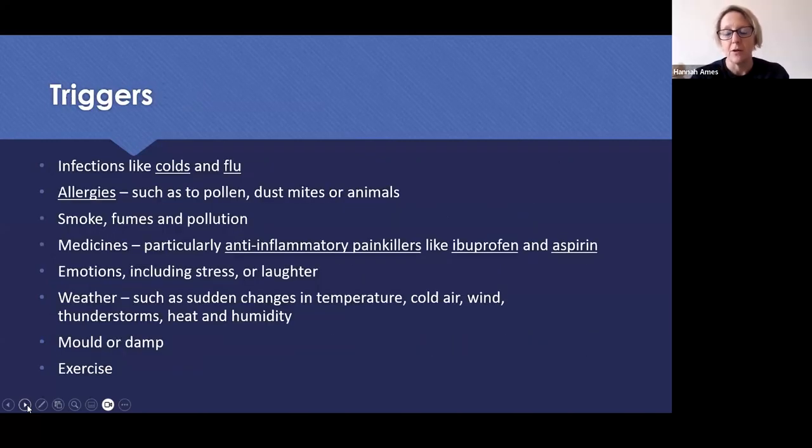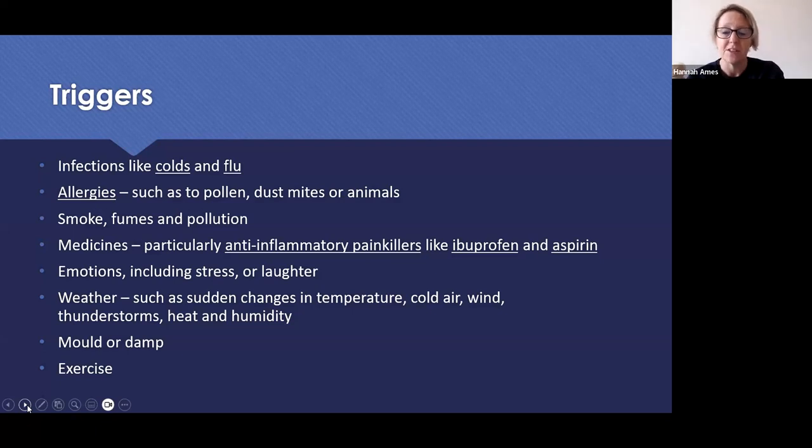So triggers. A lot of asthma is triggered by infections, so maybe colds and flu, and again, a good thing to read and pick up on in your assessment briefing. Potential allergies, smoke and pollution, so we know with increasing air pollution, children that live near very busy roads with high air pollution have more cases of asthma. Some medicines, like anti-inflammatory painkillers such as ibuprofen and aspirin, can, not always, trigger asthma attacks. Emotions, so stress or laughter, and weather. When the weather gets very cold, we might see more admissions for asthma as well.